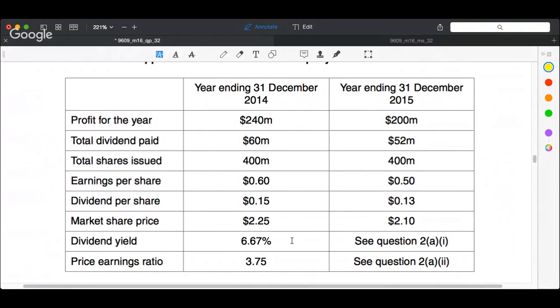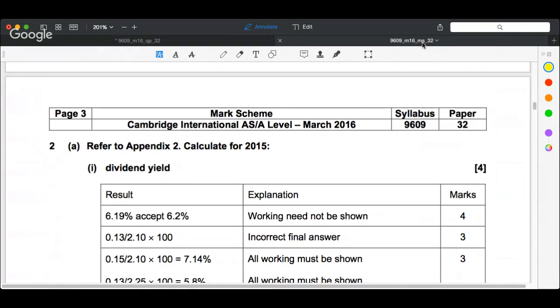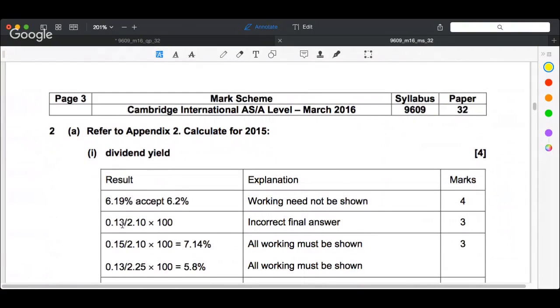So the actual calculation that they do is what? If you're not sure, you could work out how you could get 6.67% from there, couldn't you? But they actually do give you a calculation, and they say 0.13 divided by 2.1 times 100.